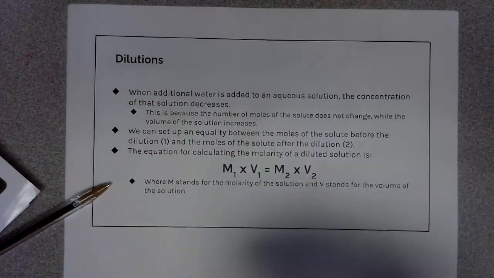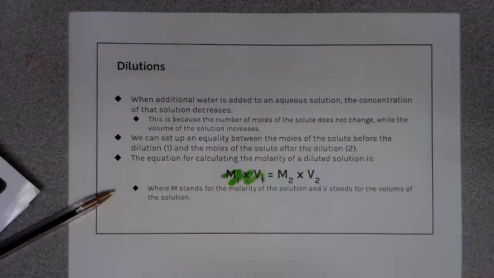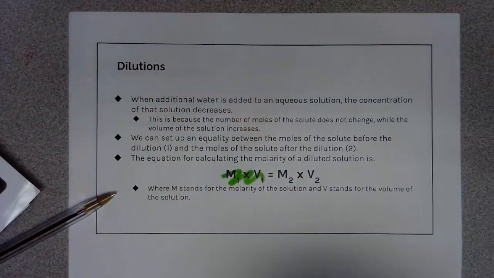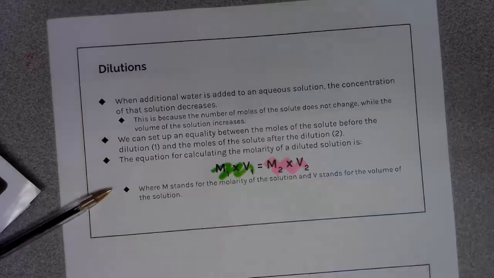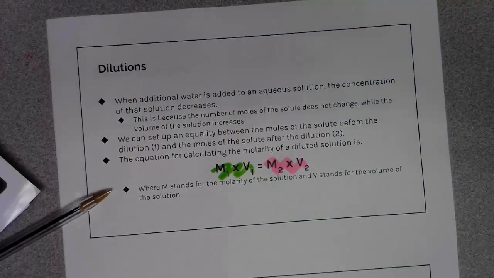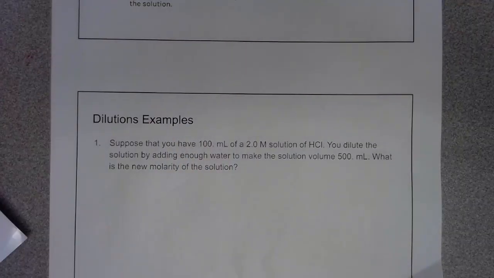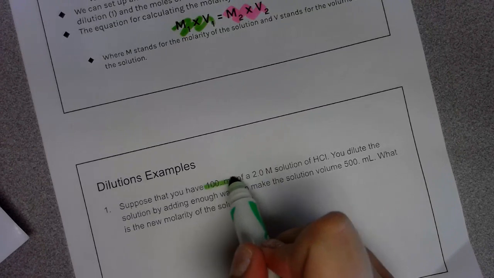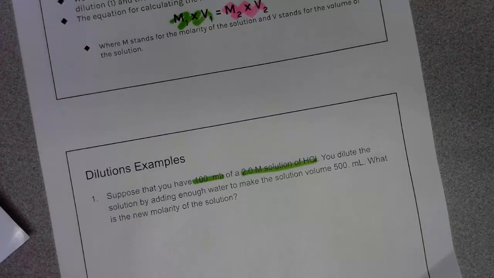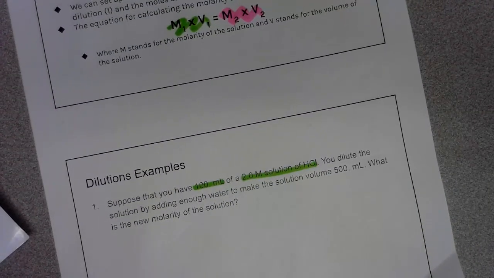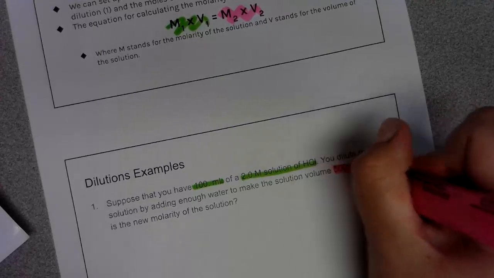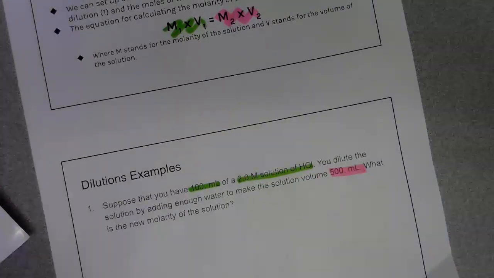I'm going to highlight these, my ones in green and my twos in pink. Remember, M stands for molarity and V stands for volume. Let's go. It says, suppose you have 100 milliliters of a 2.0 solution of hydrochloric acid. You dilute the solution by adding enough water to make the solution volume 500 milliliters. What is the new molarity?